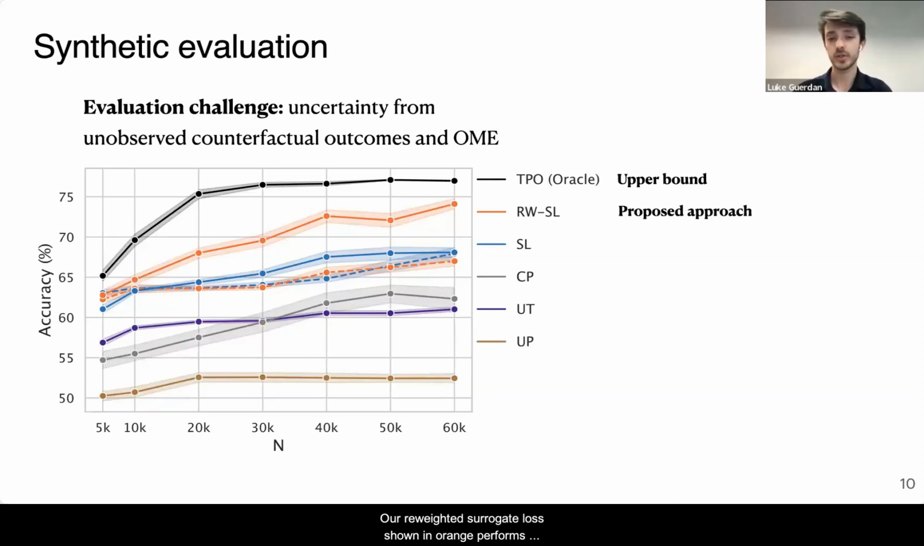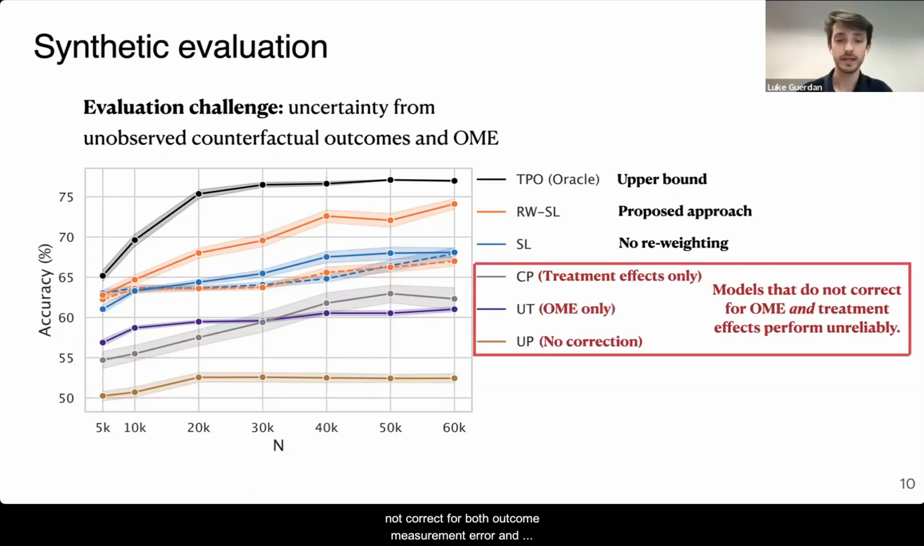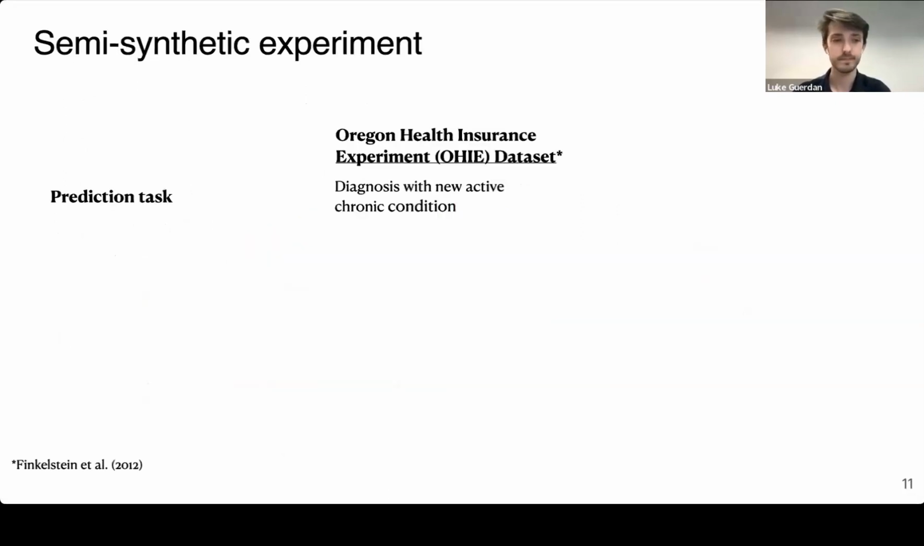Our reweighted surrogate loss, shown in orange, performs reliably across sample size settings. However, we do see that performance deteriorates when measurement error parameters and weights are estimated rather than fully known, as shown via the dashed lines. We also compare against a surrogate loss model that does not apply reweighting, as an ablation, and we find the strongest reweighting benefits when the weights are known, as shown in bold. Critically, we find that models that do not correct for both outcome measurement error and treatment effects perform unreliably across all sample size regimes.